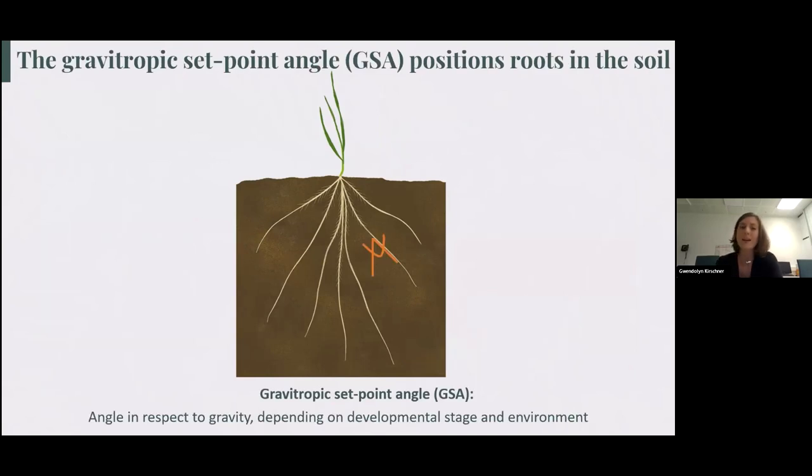That's the root angle. And the root angle is determined by the gravitropic set point angle of the roots. That's a bit of a difficult or bulky word. So it defines the angle of the organs in respect to gravity and depends on the root type, the developmental stage, and the environment.